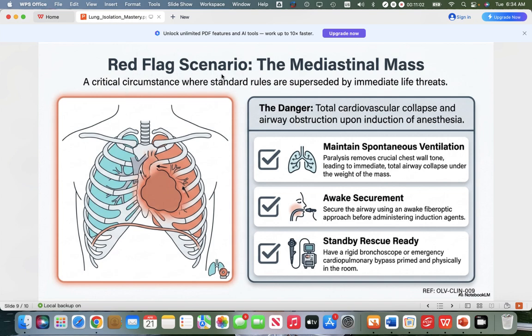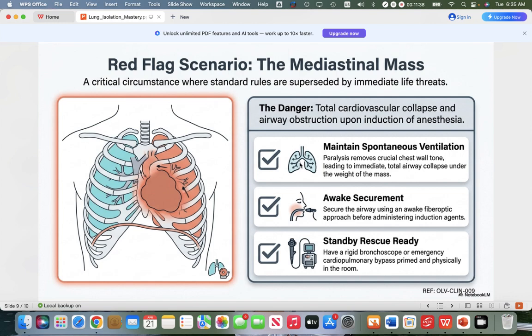Red flag. Of course, there are very dangerous cases during thoracic anesthesia, which is when we do mediastinal mass surgery. Why? A critical circumstance where standard rules are overturned by immediate life threat. First, total cardiovascular collapse and airway obstruction on induction of anesthesia. A very important point: if you see that it is a mediastinal mass, the moment we give anesthesia we will lose the muscle power and this leads to complete cardiovascular collapse.